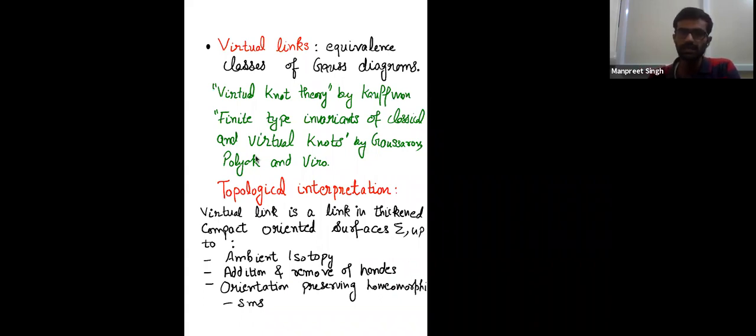To overcome these things and to extend the study of knots, Professor Kauffman, Goussarov, Polyak and Viro defined virtual knots in terms of gauss diagrams. By virtual link we mean equivalence classes of gauss diagrams. Moreover, there is a topological interpretation of these virtual links. We can think of links in the thickened sphere, where the sphere is compact and oriented. To define the equivalence of these virtual links, we study these links up to ambient isotopy, addition and removal of handles, and orientation preserving homeomorphism of the surfaces.